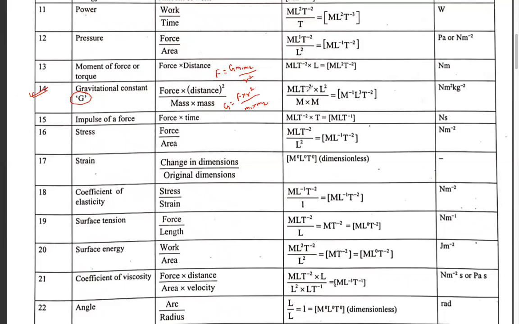Now we know that the dimension of force is M1 L1 T minus 2. Dimension of r square means distance square, this will be L square. And then we have the dimension of mass m1 and m2, so m into m. When you write all these together, in the denominator you have m square. When it goes in the numerator, it will become m minus 1. And here in numerator we have L raised to the power 3 and T raised to the power minus 2. So this is how you find the dimensional formula of gravitational constant.